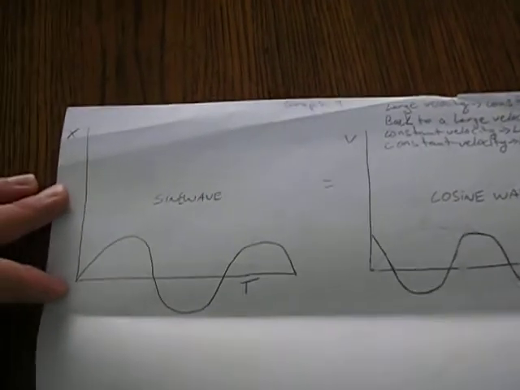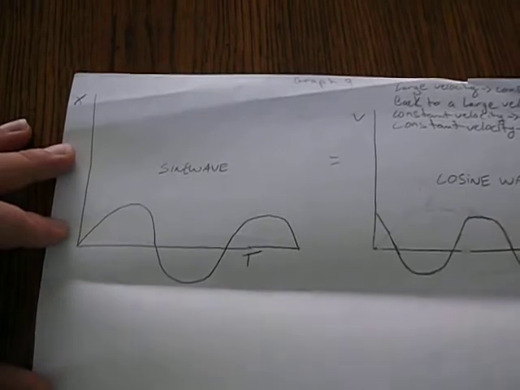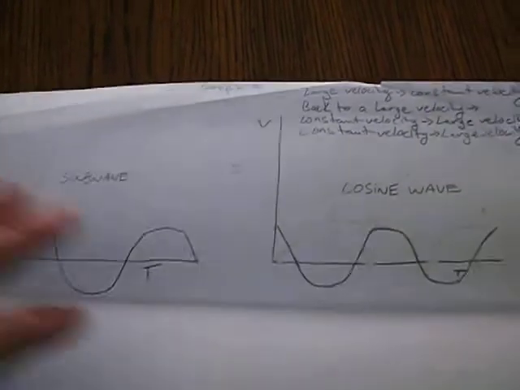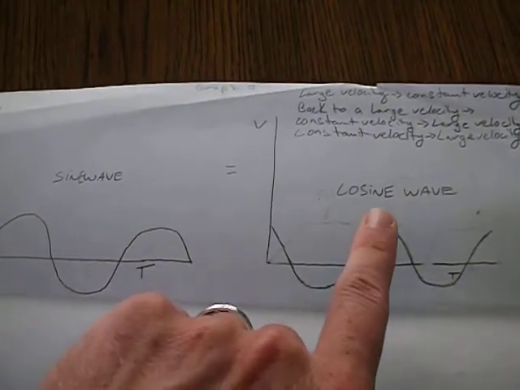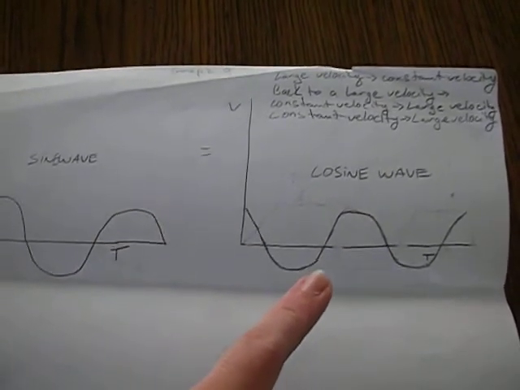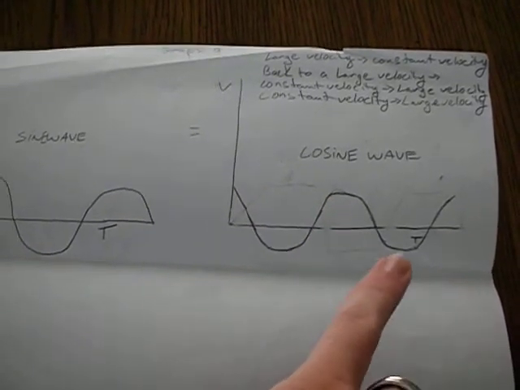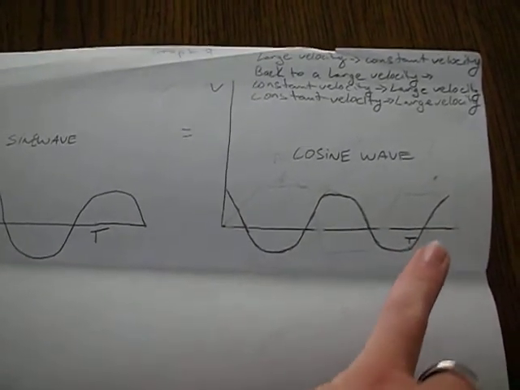Last but not least, position over time mimics a sine wave, and the derivative of a sine wave is a cosine wave, which is a large velocity, constant velocity, back to a large velocity, short little constant, large, constant, and then a large velocity.